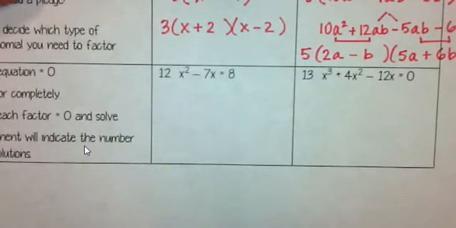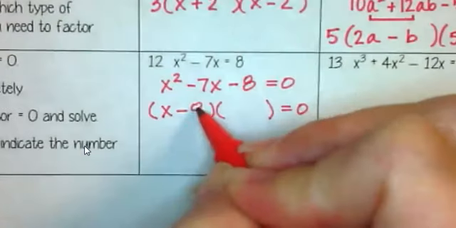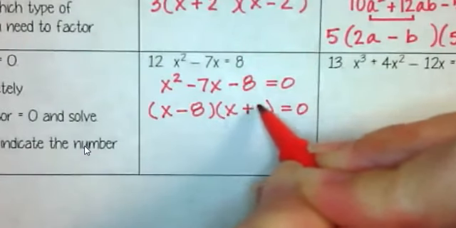All right, so for example 12, first thing we need to do is get this equal to 0. So we need to bring this 8 back over. So we'll have x squared minus 7x minus 8 equals 0. Now we'll factor this one completely. This is a trinomial. There's no GCF. So we are looking for two numbers that multiply to be negative 8 that would add up to negative 7. And I'm thinking negative 8 plus 1.